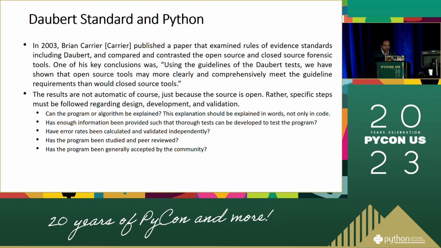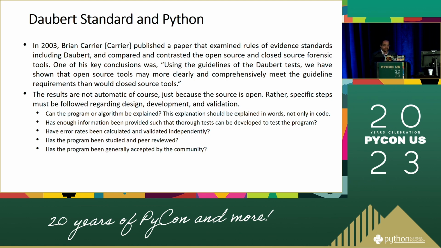So if we see the questions again here, the first one says: can the programmer's algorithm be explained? This should be explained in words, not only in code, because legal experts may not understand the terminology of programming. Then, has enough information been provided such that thorough tests can be developed to test the program? Then, have error rates been calculated and validated independently? Then, has the program been studied and peer reviewed? Then, has the program been generally accepted by the community?